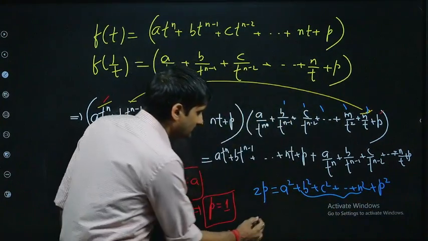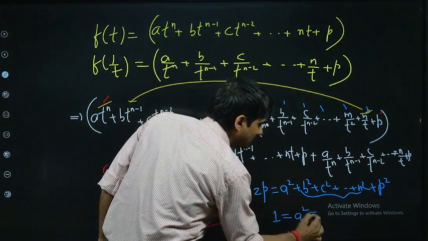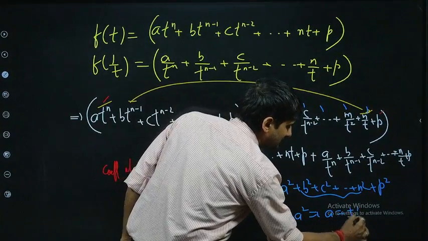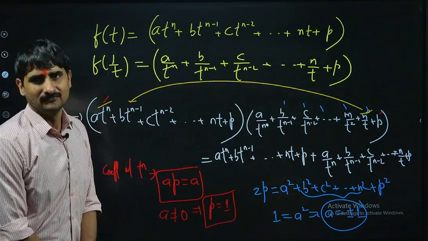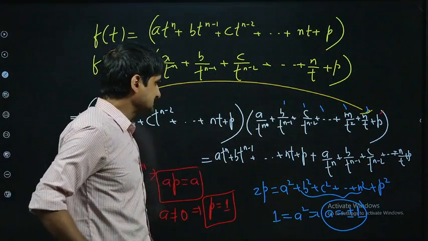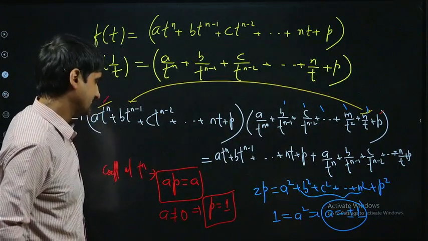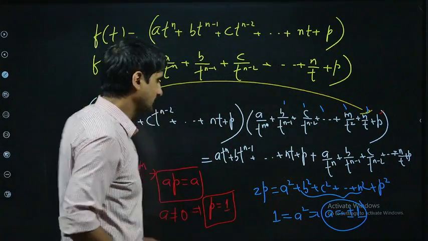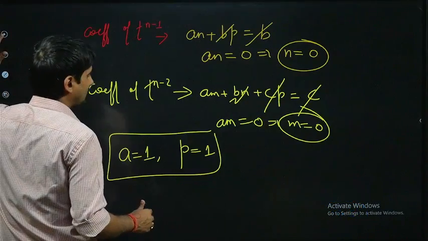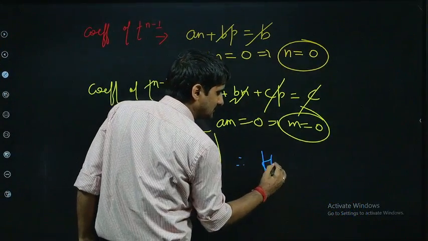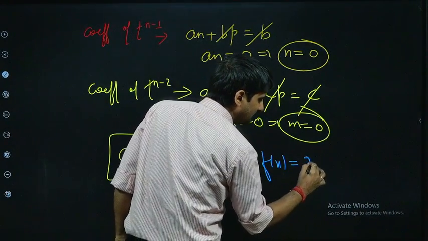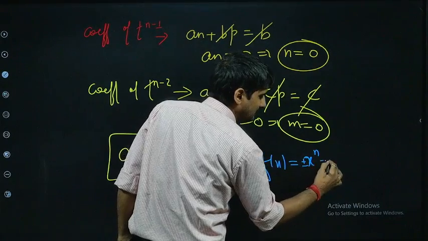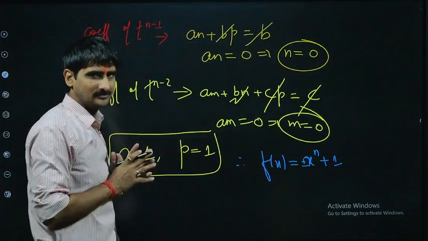P is 1, so 1 is equal to a square. So a can be plus or minus 1 here. Let me say a can take two values. So therefore the function can be like a times x raised to the power n plus or minus 1. So that's what I concluded here.